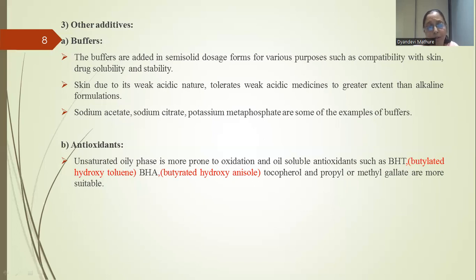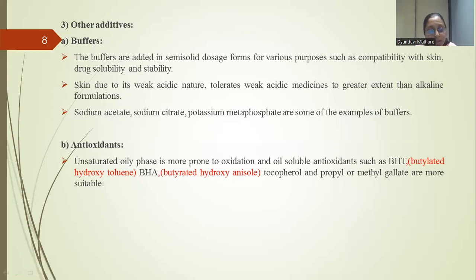Now, what are the examples of buffer? Sodium acetate, sodium citrate, potassium metaphosphate are some of the examples of buffers which you can use in the preparation of semi-solid dosage form. Then after buffer, very important is antioxidant, because we know that we are using oleaginous base, we are using emulsifying base. Now oleaginous base contains oil, emulsifying bases contain oil.